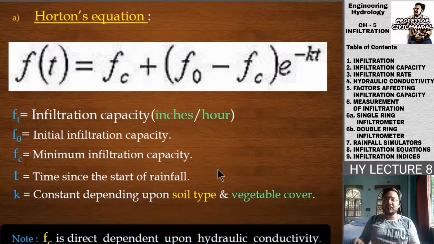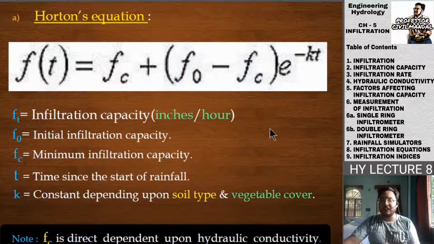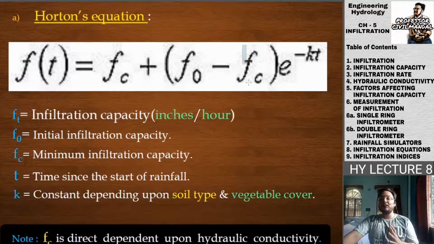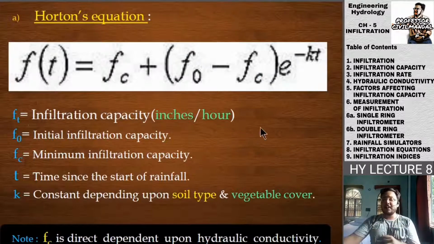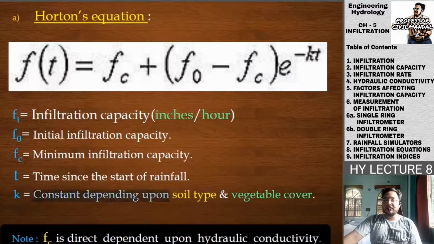There will be some different rate of infiltration that is occurring at the initial stage, and so the next term we are defining to be f_0 minus f_c. So in any case the value of f_0 is not going to be lesser than f_c, at least it has to be equal to f_c or it will be greater than f_c. So f_0 minus f_c will be a valid, positive term, and then multiplied by e to the power minus kt, and k is the constant depending upon soil type and vegetable cover.